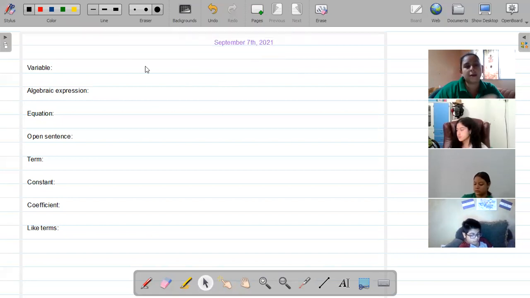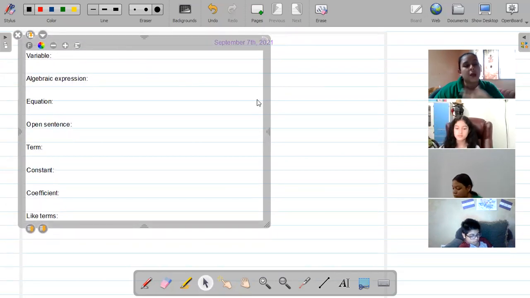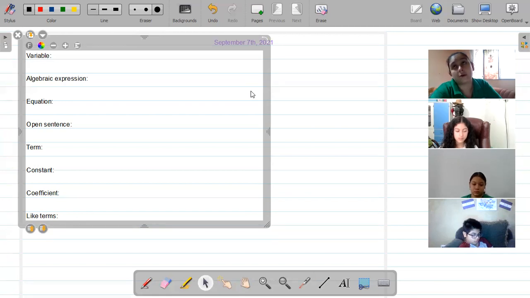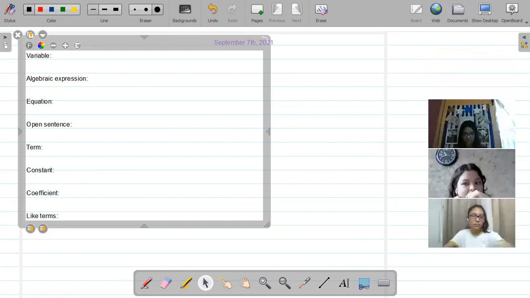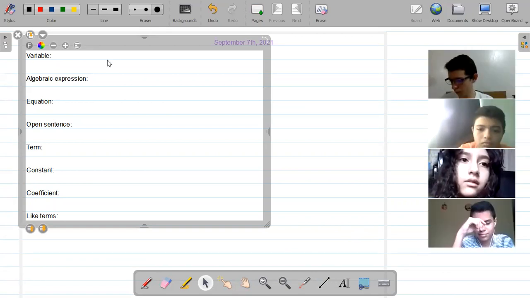So today, before we go into any further exercises or anything, there's certain things that we need to define, okay? Because the definitions are what are going to help us understand the exercises themselves and solve and simplify them at the end, okay? So all of this, remember, you need to copy them in your notebook. Okay, so we got a variable.